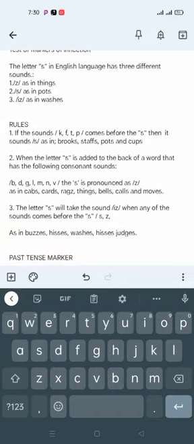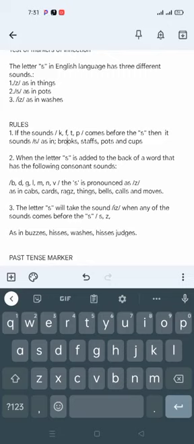Okay? Again, when you have the letters B, D, G, L, M, N, and V, the S that comes after it will always take the sound Z, as in cabs, cards, rags, thins, bells, calls, and moves.